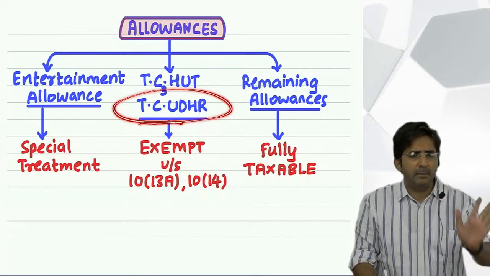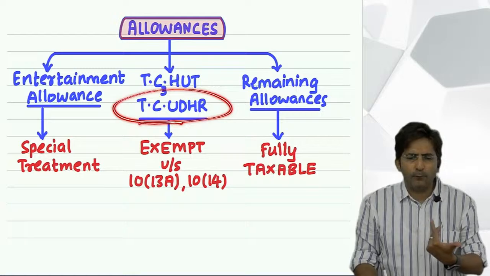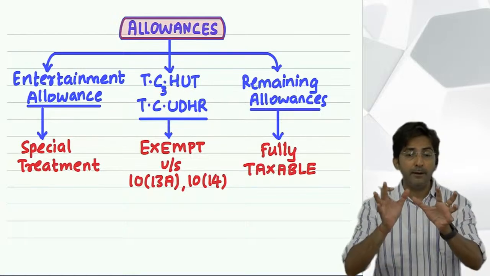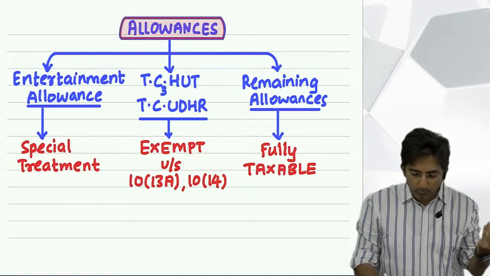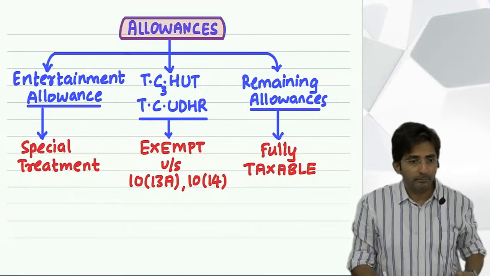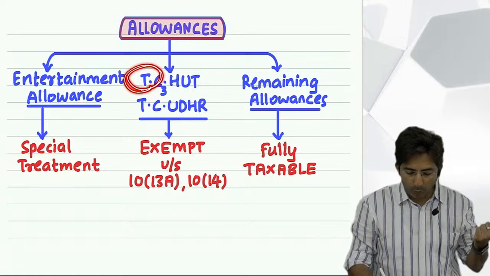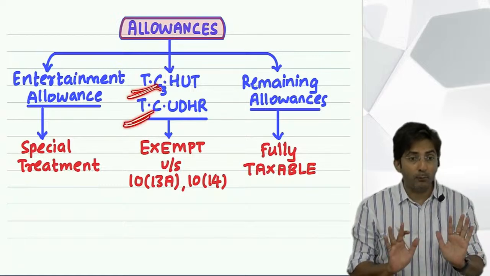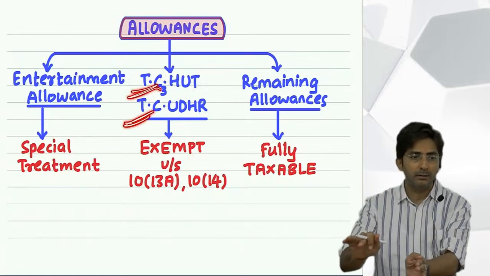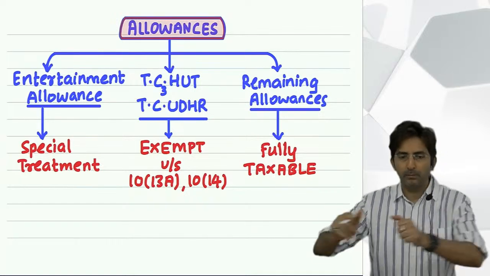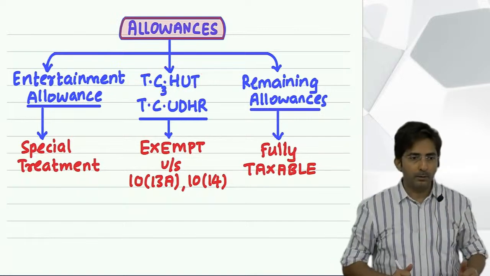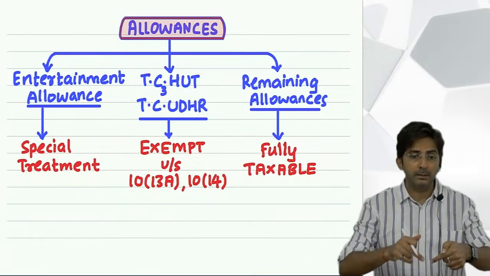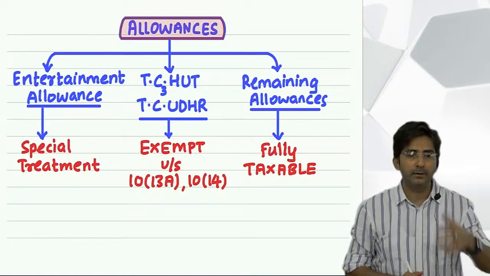Amount spent will be the amount exempt, because all are for office purpose only. That's why I have made it as a different group. Otherwise, I could have done it like this: in T only, I could have said T2, because there are two T's in the whole keyword. But I wanted to keep TC Udhar as a separate group, and TC Hut as a separate group. Otherwise, if I merge, then there would have been only one keyword.